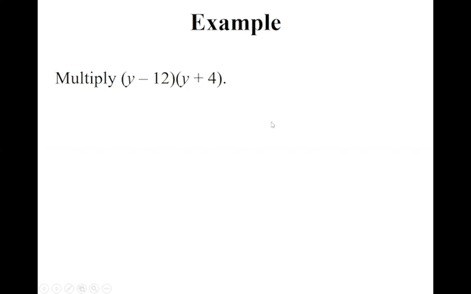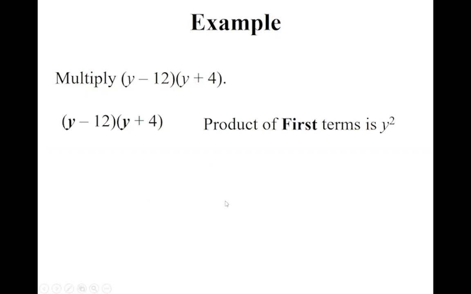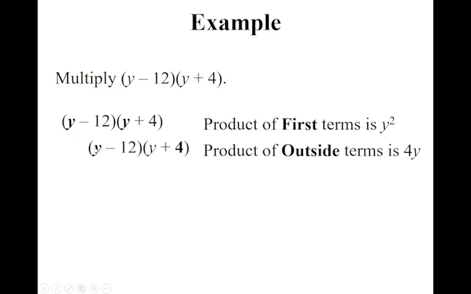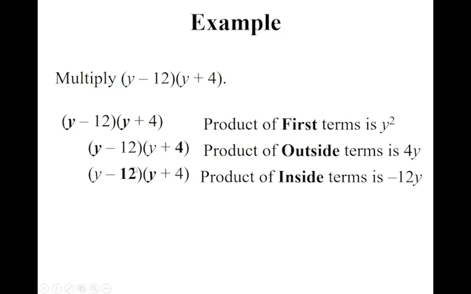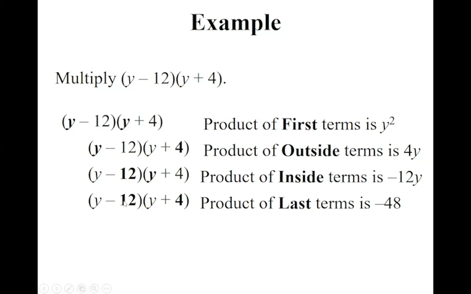So let's multiply y minus 12 times y plus 4 using the FOIL method. So we'll take our problem and we'll look for the product of the first terms. Y times y, that's y squared. And then the outer terms, y times positive 4 is 4y. Then the inner terms, negative 12 times positive y, that's negative 12y. And then the last terms, negative 12 times positive 4 is negative 48.